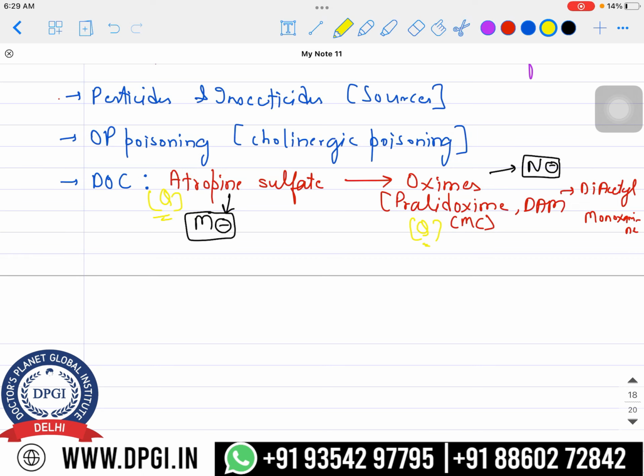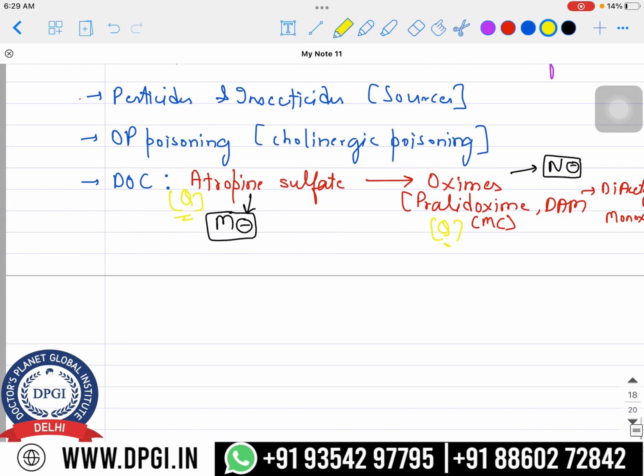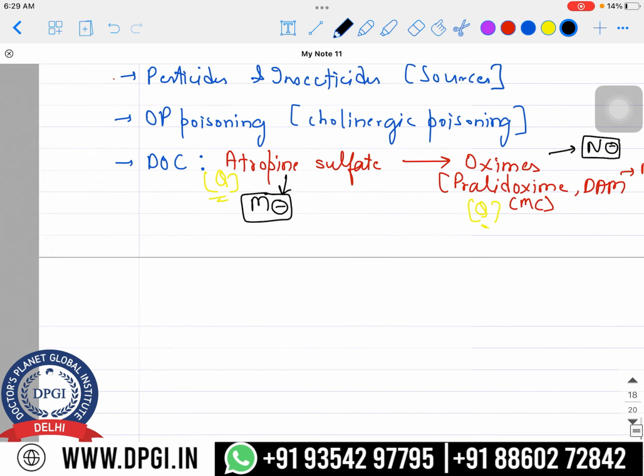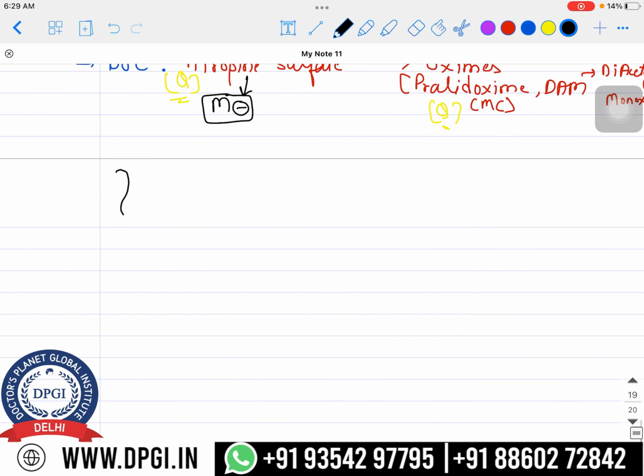Okay, and OP poisoning is just binding to one site, but in carbamate poisoning it is binding to both sides of the acetylcholine, right? If this is the acetylcholinesterase enzyme, these are the two sides of the enzyme. So in OP poisoning, it is just binding to one side. But in carbamate poisoning, it is binding to both sides, here also, right? That's why it is very, very difficult now.